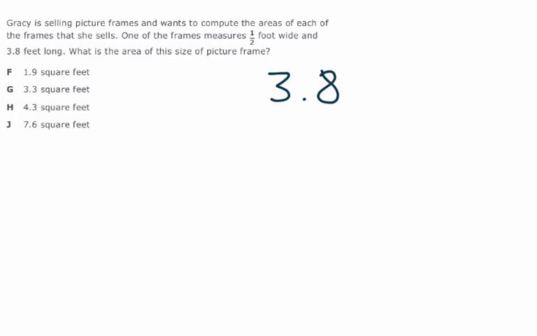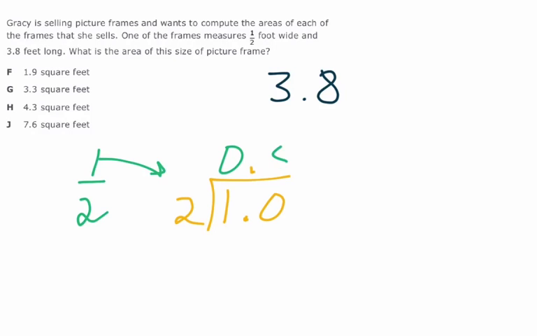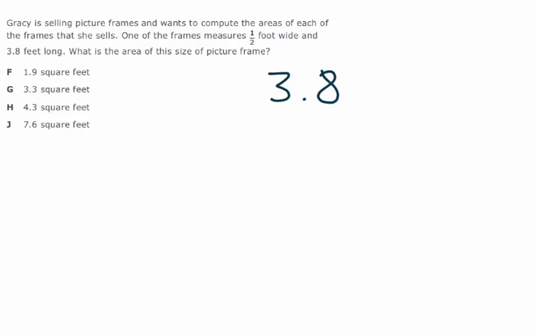1/2 is what we need to turn into a decimal, and if you don't know what it is as a decimal off the top of your head, you can just take the 1 and divide it by the 2, which makes it 1.0 divided by 2. 2 doesn't go into 1, 2 goes into 10 5 times, evenly cancels out, and it's actually 0.5 or 0.50, like $0.50 is 50 cents. 0.5 is easier to multiply, but that is 1/2 as a decimal.